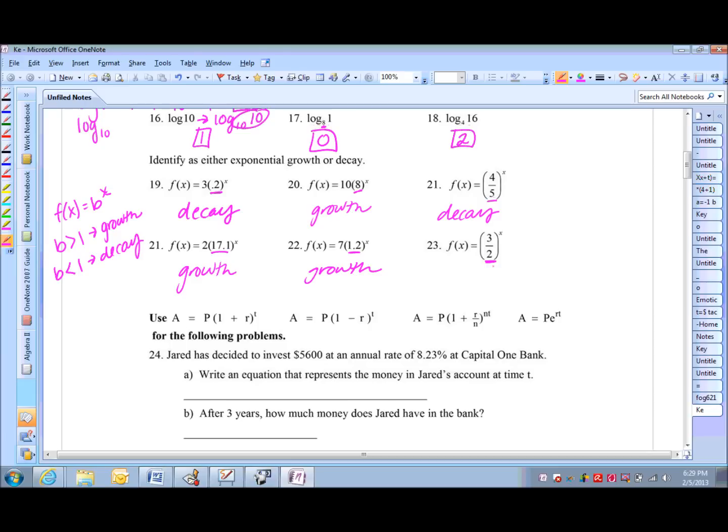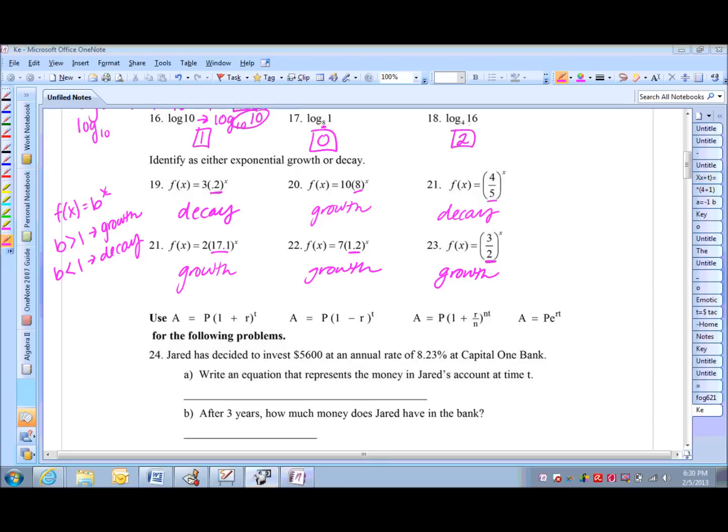On 23, 3/2 is actually greater than 1. Don't let the fraction fool you. I think sometimes y'all look at fractions as automatically being less than 1, but sometimes they're greater than 1. So 3/2 is greater than 1, so 23 is an exponential growth function.